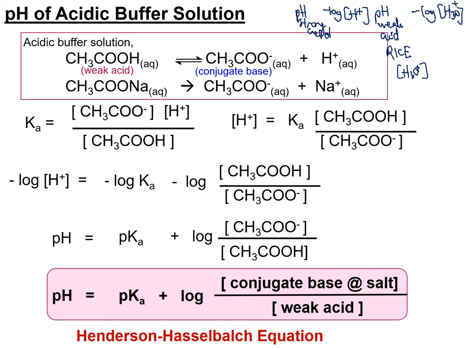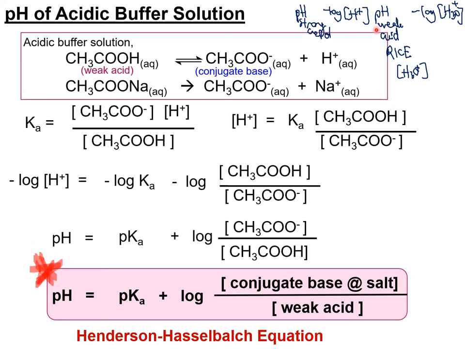But what happen if you kena find the pH of acidic buffer solution? You kena ingat dalam acidic buffer solution akan ada dua benda ni. Okay, dia akan ada weak acid with its salt and its conjugate base. Okay, so if you want to find the pH of acidic buffer solution, macam mana you tahu buffer solution? Bila dia ada weak acid dengan dia punya salt ataupun dia punya conjugate base. So this is the equation. Dia dikenali sebagai Henderson-Hasselbalch equation.